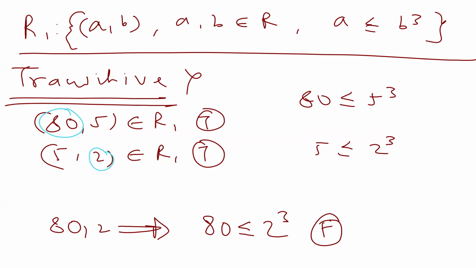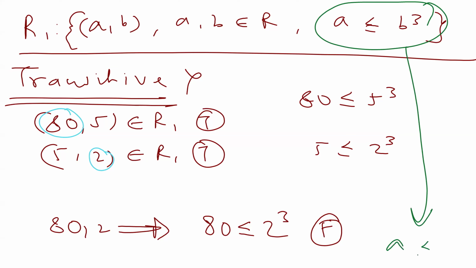Now the same problem you can practice for a is less than or equal to b square, sorry, not cube, square. So practice it at home by taking some examples, a less than or equal to b square, and try to find out whether it is reflexive, symmetric, and transitive.